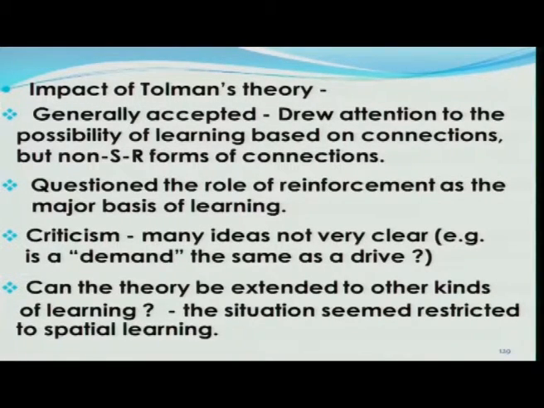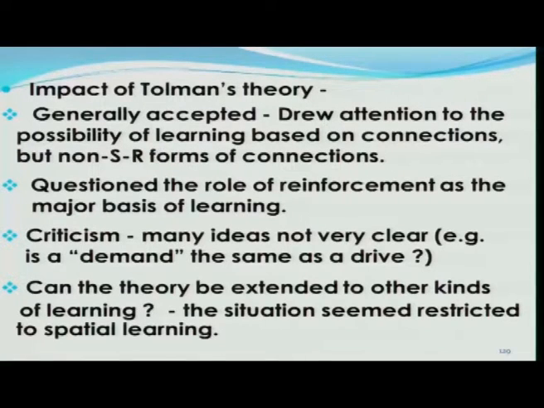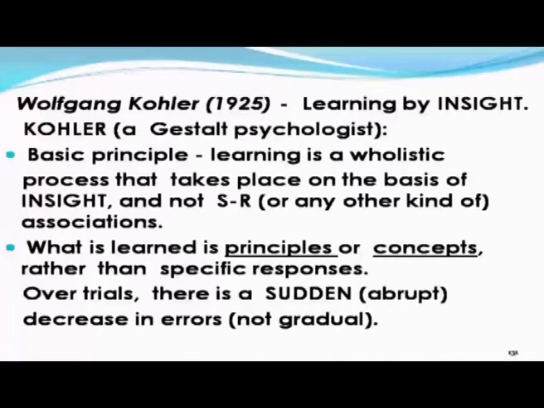Next, can the theory be extended to other kinds of learning? This once again was a limitation that was pointed out, and many believe even now that this probably is a kind of limitation, but it does not go against the basic theory that Tolman proposed. The situation or the setting that Tolman used for proposing his theory seemed to be restricted to spatial learning, although there are psychologists and others who try to extend symbolically the idea of cognitive map to settings other than spatial ones. We now move on to the second form of cognitive learning, which goes by the name learning by insight.